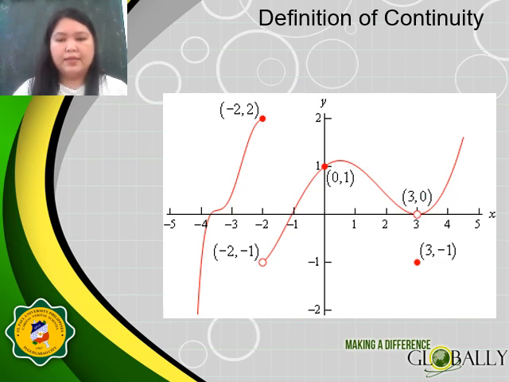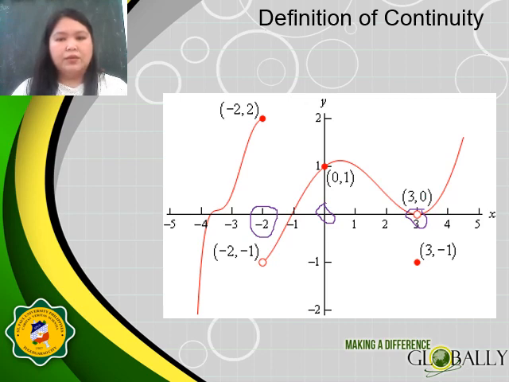Let us try to study the graph of this function, and then let us determine whether the function is continuous at x = -2, x = 0, and x = +3. So to answer this, we have to evaluate the value of the function at each point and the limit of the function as it approaches each point, and then let us compare these two values. If the two values are equal, then the function is continuous at that point. Otherwise, if the two values are not equal, then the function is discontinuous at that point.